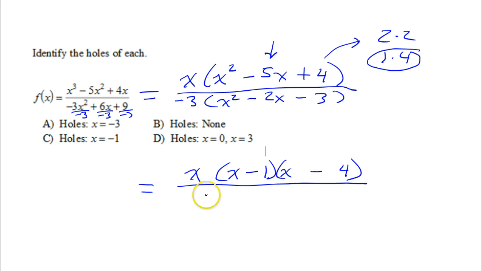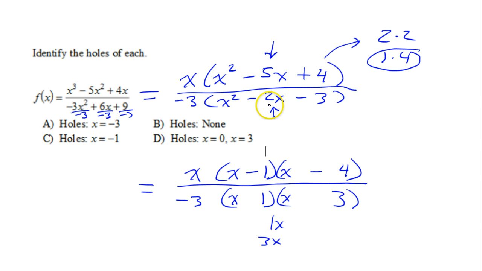Now I'm going to do the same thing with the denominator. Let's bring down that negative 3. x squared would be x times x. 3 can only be 1 times 3. Inner plus outer must equal the middle. So inner I have 1x, outer I have 3x.